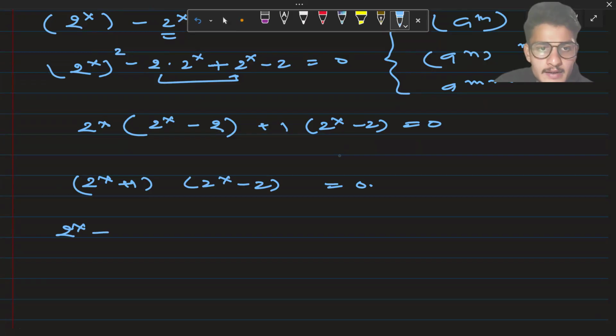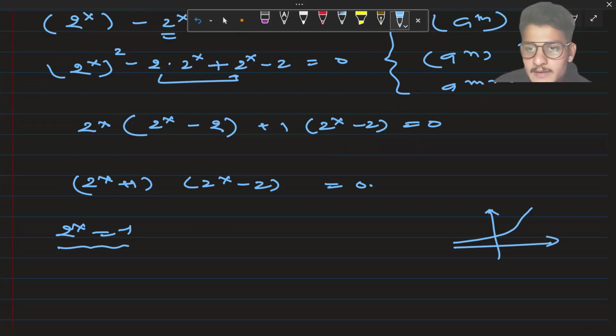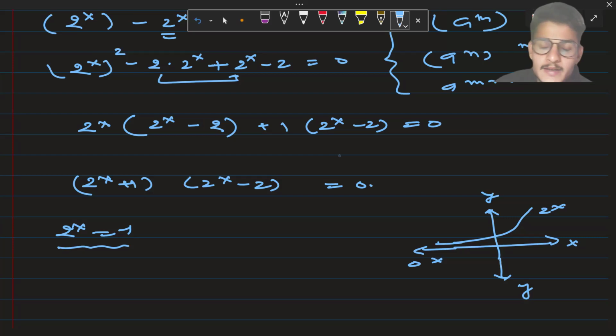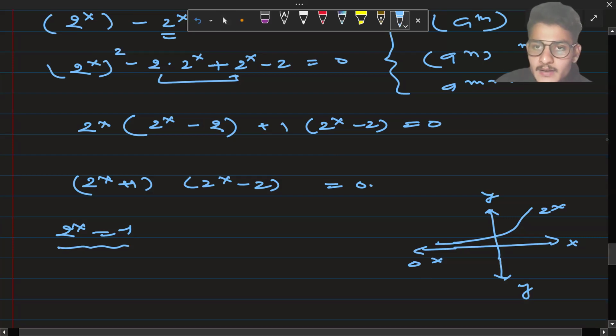So can 2 to the power x be minus 1 for the real values of x? I will say no, because the 2 to the power x graph is like this. It never goes to the negative side of y. Okay. This is y and this is x. The range of 2 to the power x is from 0 to infinity. So it never lies at minus 1 for all the real values of x. That's the range of 2 to the power x.